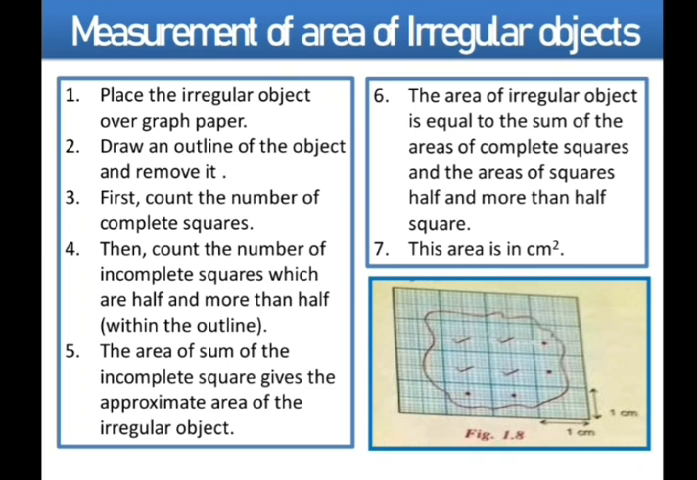Now to calculate the area of the irregular object, we say that the area of the irregular object is equal to the sum of the area of the complete squares and the area of the half squares and more than half squares. Fine, so our area of the irregular object will be equal to the area covered by the complete squares, and the half squares or more than half squares covering inside the outline. The sum of all of them is equal to our area of the irregular object.